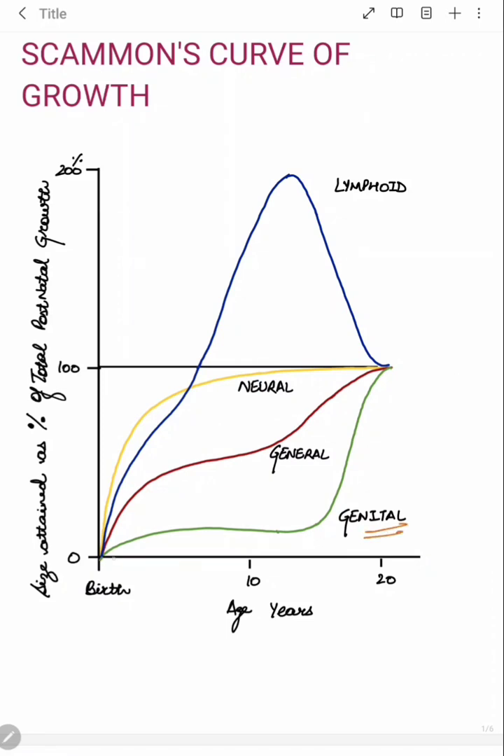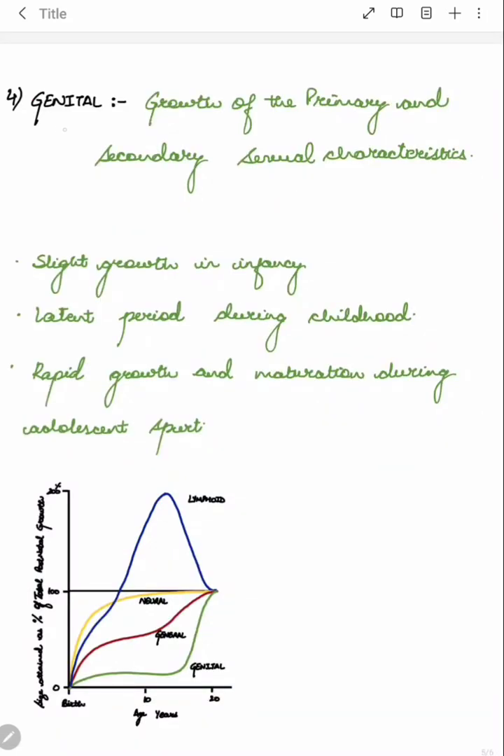Initially, from birth, in infancy or early childhood, there is a latent period, with no such growth happening, but in adolescence you can see a growth spurt. This genital curve basically depicts the growth of primary and secondary sexual characteristics. So there is slight growth in infancy, a latent period during childhood, and rapid growth and maturation during the adolescent spurt. This was all about Scammon's curve of growth.